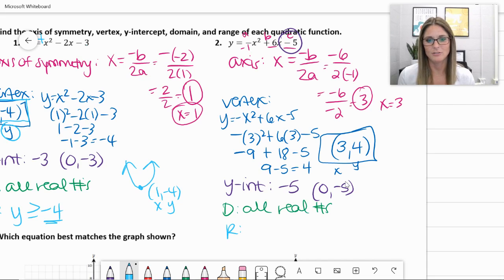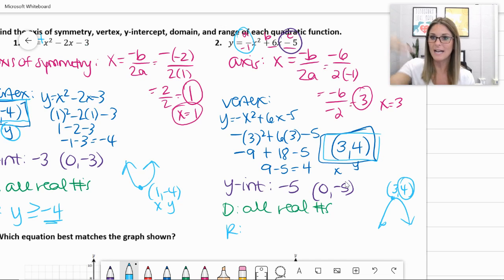And lastly, range. So what do we have here? Let's look at our a value. The a value in front was -1. So this is a frowny face parabola. Where's my maximum? My vertex, 3, 4 is my maximum. It's only going to get as high as 4 on the y-axis. So my range is all the y values less than or equal to 4.